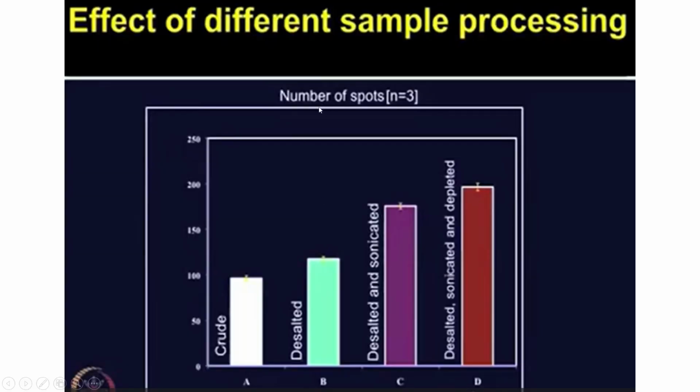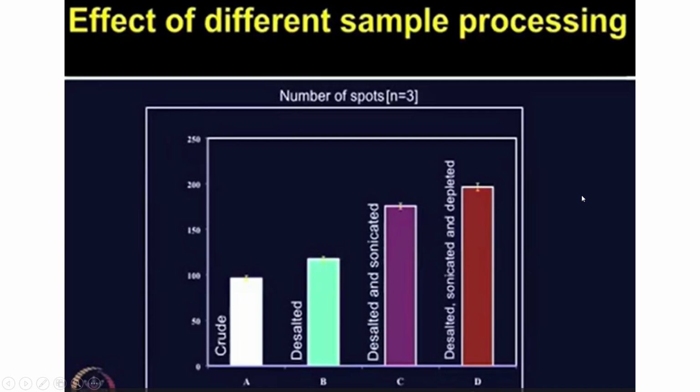So in terms of the number of spots found by using different techniques, this is a crude serum which was not extracted after desalting. A bit more protein appeared after desalting and sonication. More spots were observed, and similarly desalted, sonicated as well as depleted. So if you do all of those techniques, the number of proteins increased.